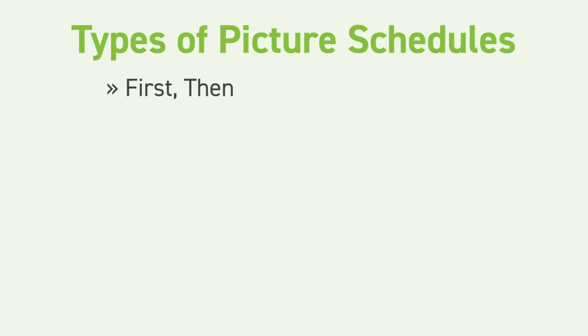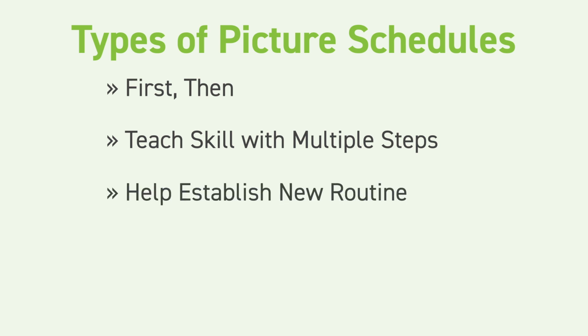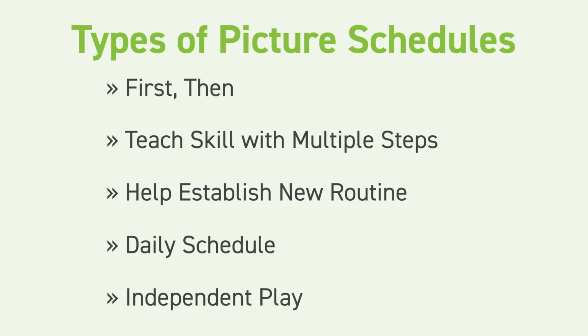First then boards, picture schedules to teach a skill that has multiple steps, picture schedules to help establish a routine, a picture schedule that is just that, a schedule, so a visual representation of a part or whole of their day. And last, an independent play picture schedule. So the first type of schedule we're going to talk about is the simplest. It's a first then schedule.